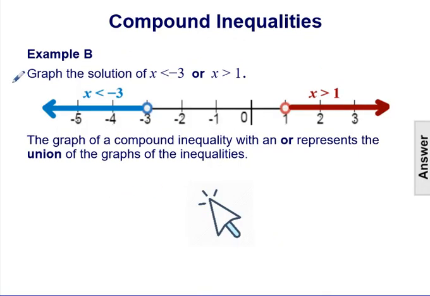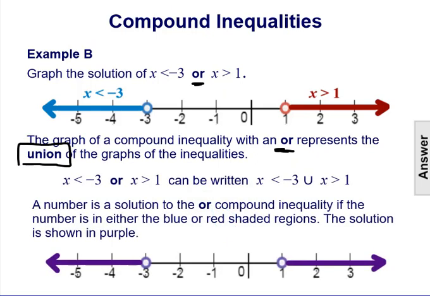This is now an example with an "or" compound inequality. We have x is less than -3, so we marked -3 with an open circle and shaded to the left. Or x is greater than 1, so we marked 1 with an open circle and shaded to the right. The graph of a compound inequality with an "or" represents the union of the graphs of the inequalities.